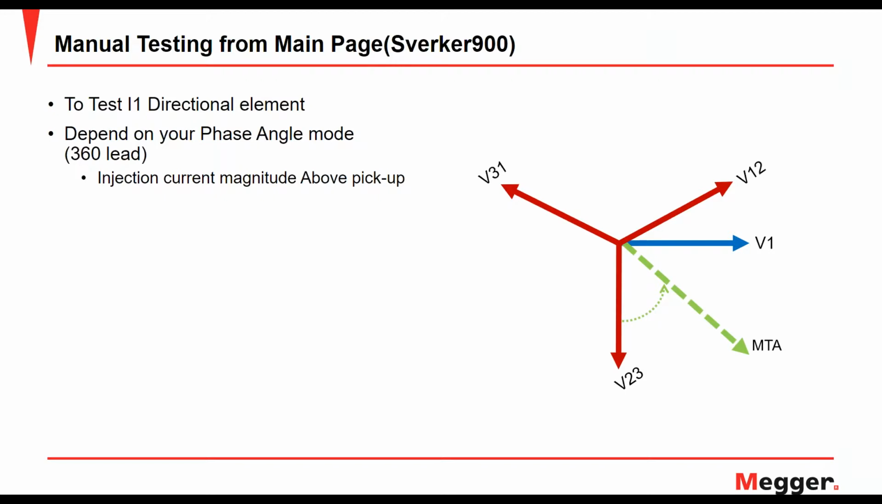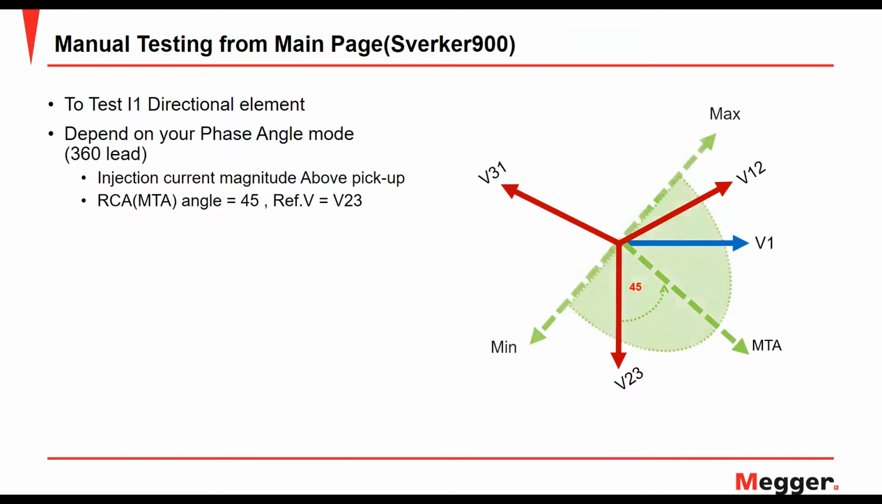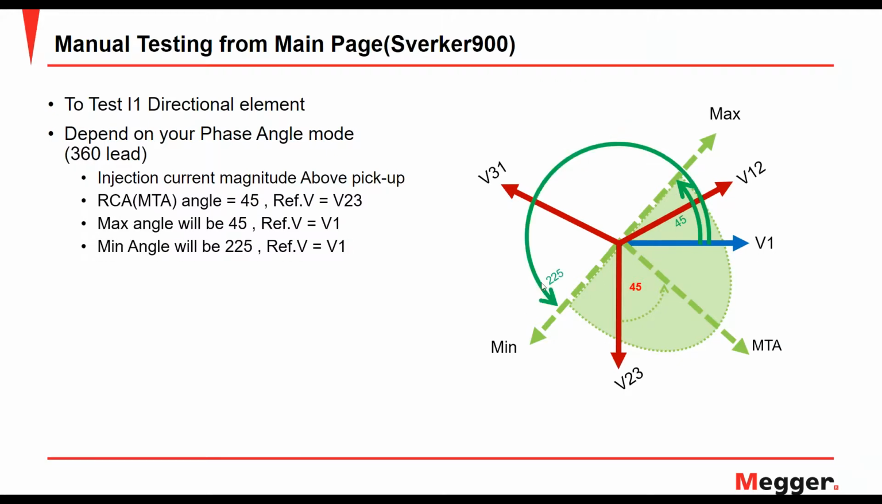So my MTA is 45 degrees with respect to V23. And my blinder is opening like this. I have my maximum and minimum angle. So this maximum and minimum angle with respect to my V1 will be as follows: 45 degrees with respect to V1 and 225 degrees with respect to V1 as well.